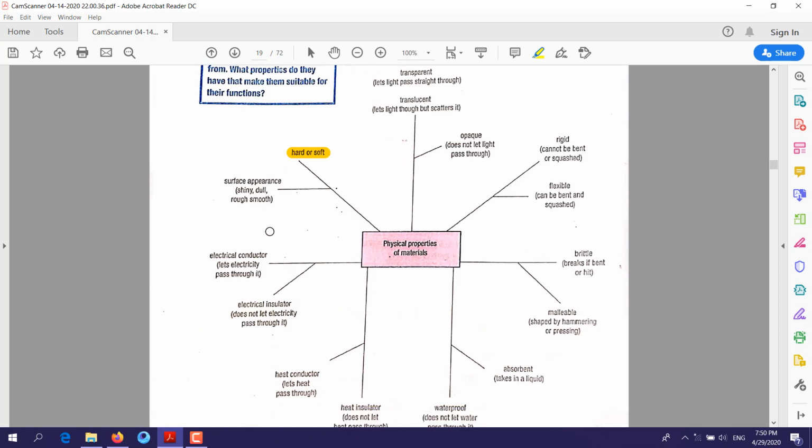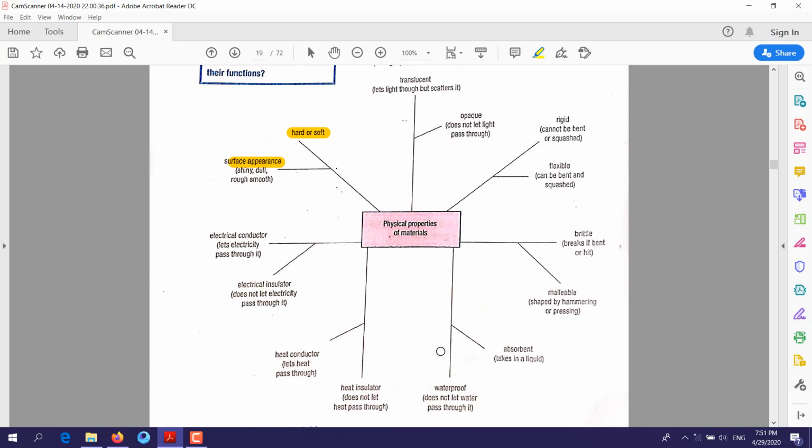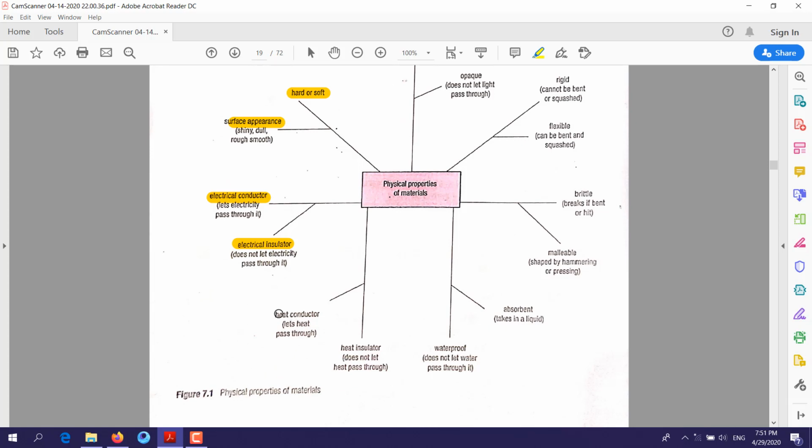Another example is the surface appearance, how it is. Is it shiny? Is it dull? Is it rough? Is it smooth? And so on. It's the same thing for the rest of the examples. Electrical conductor, is it good or bad? Electrical insulator, is it good or bad? The same thing with heat conductor, heat insulator, waterproof, absorbent, malleable.